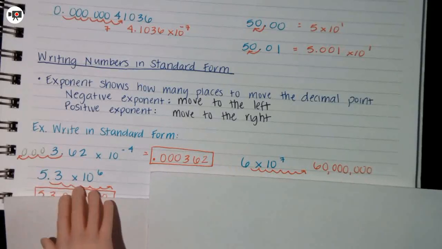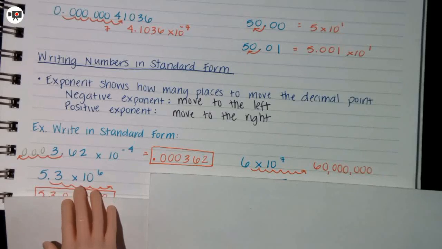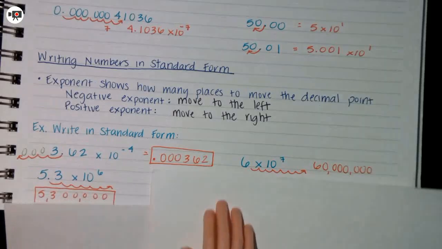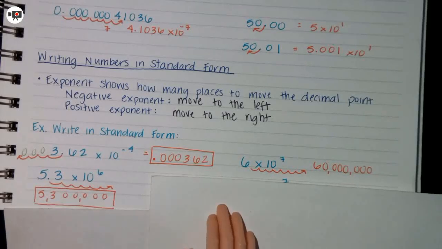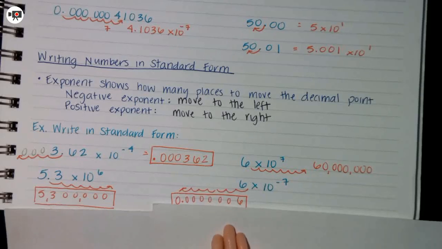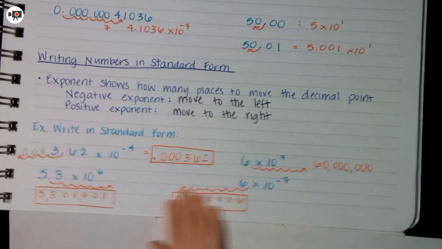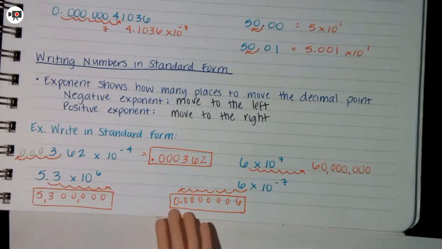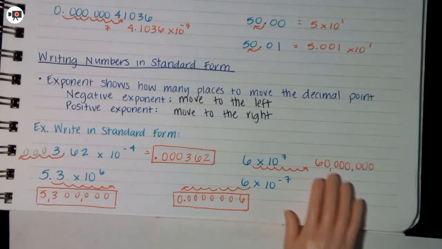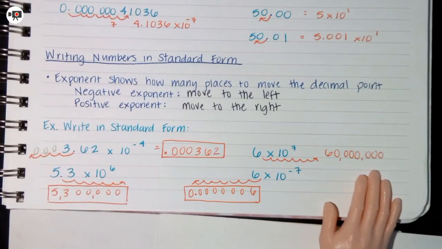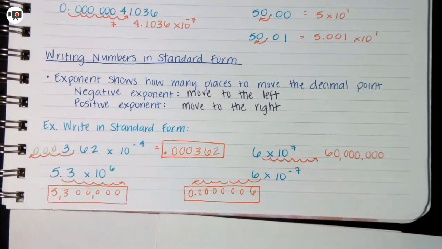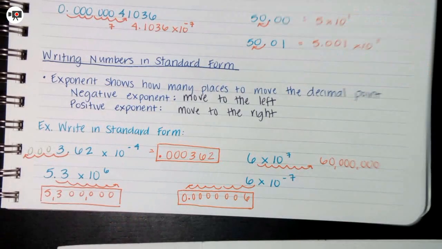Here I have 5.3 times 10 to the 6th power, so move it to the right 6 times to get 5,300,000. And this one is 6 times 10 to the negative 7th, so I'm going to move it to the left 7 times. So we can see this very small number, and this one is a very large number. So it does matter if they are positive or negative, because we know that they will represent different numbers.